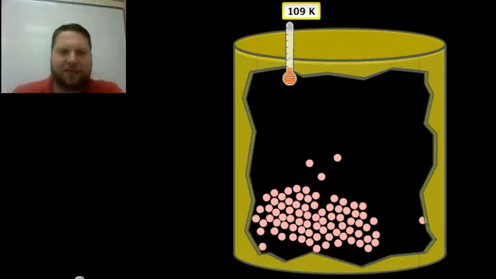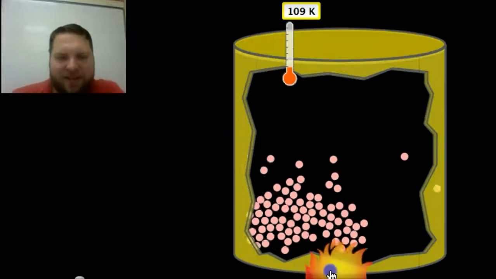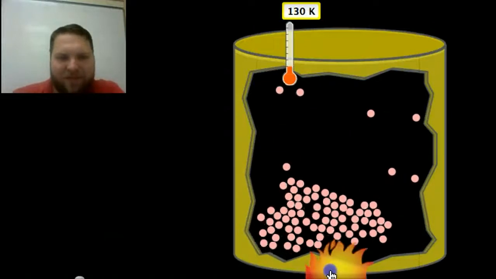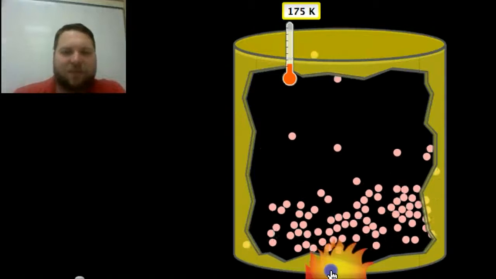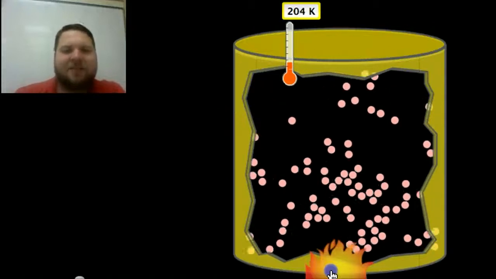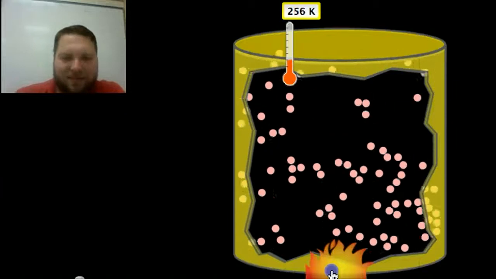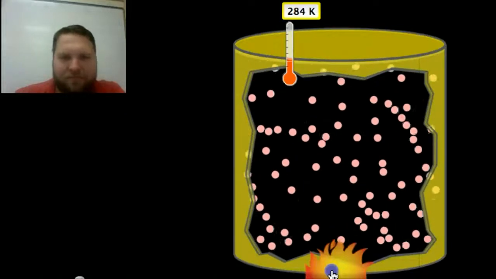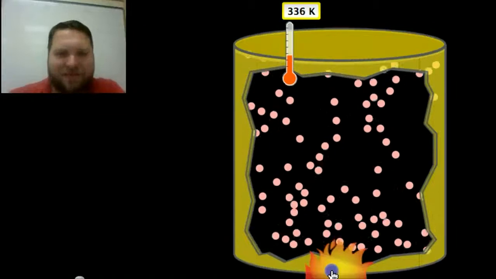You can see they're starting to not stick to each other as well, and they're starting to move around. So let's add some more heat to this. They start moving faster and faster and faster. You can see that one is going crazy in there, and now they've reached the point where they're moving so fast they can't stick together. Well, let's keep going. And let's see how far this will go.